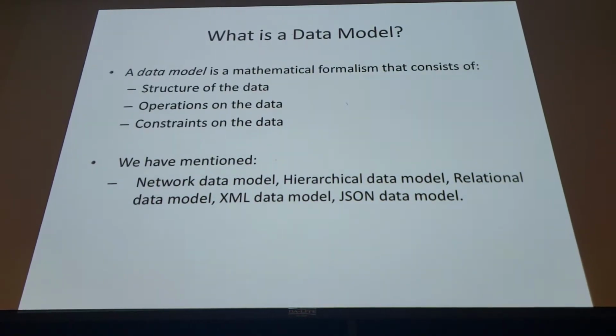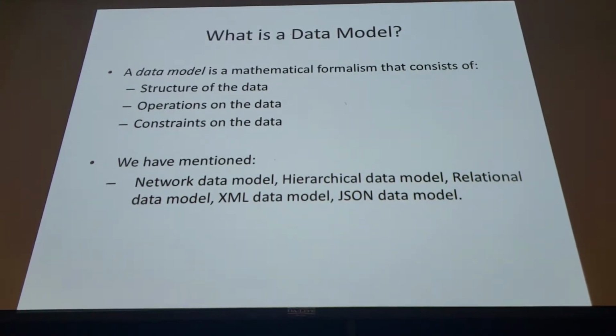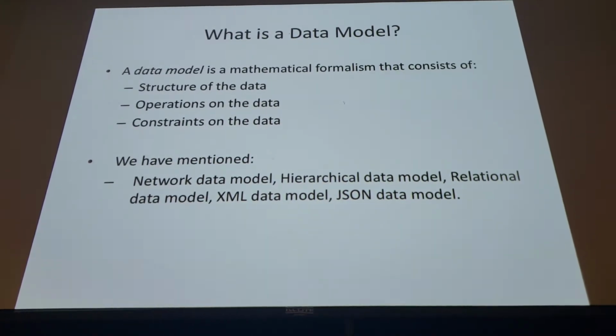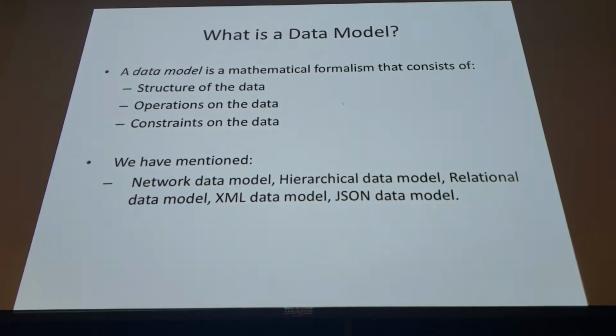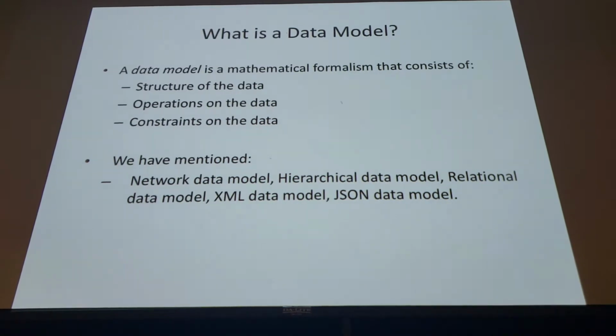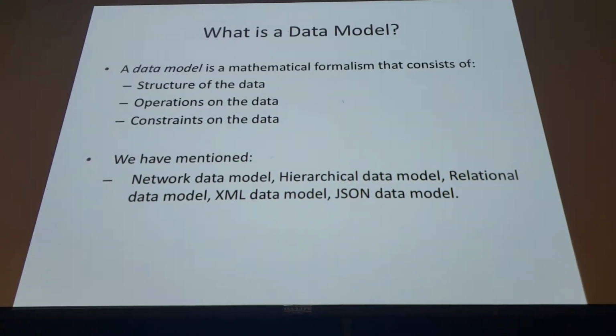Okay, what's a data model? It consists of 3 things. Kind of like an abstract data type. You've got the structure of the data, how the data is represented at some level, abstractly. You've got the operations that you can perform on the data. And you've got the rules of the road, constraints on what the data can be.